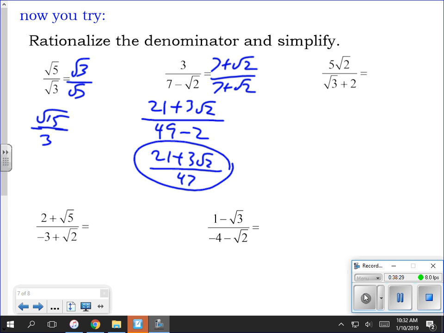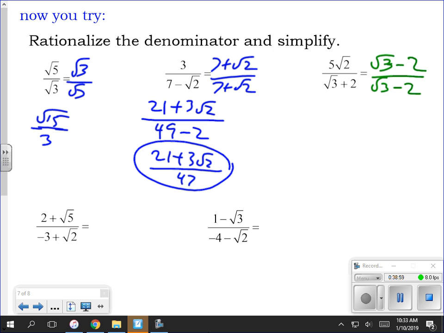Next one, I multiply by the square root of 3 minus 2. It's still exactly the same, even though the radical's in the front. It's still the same, except for the sign between them. Root 3 minus 2. My first class today, so I'm still waking up.